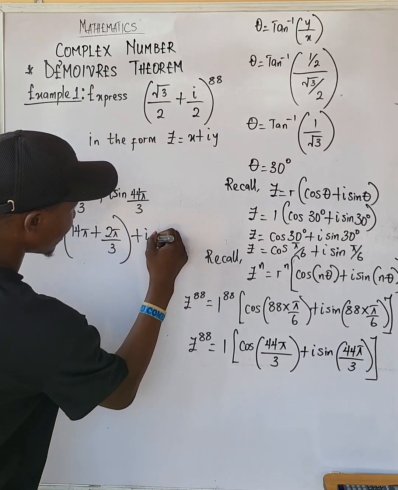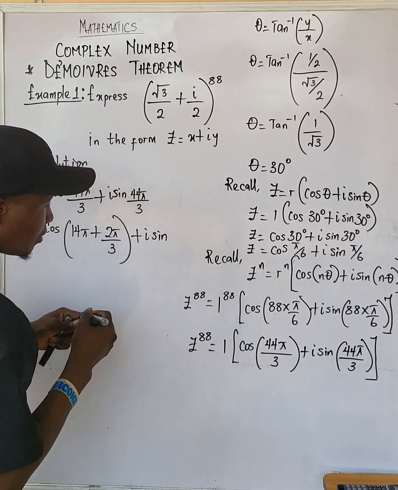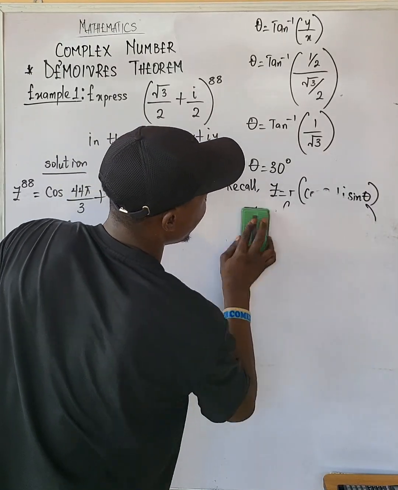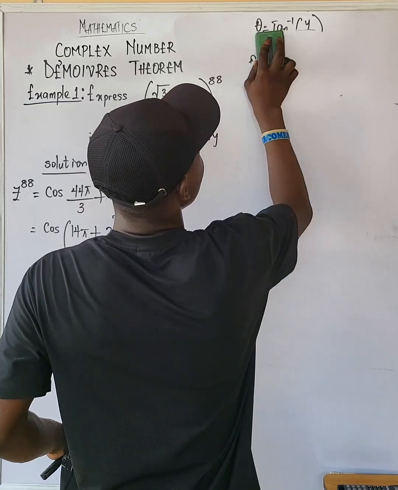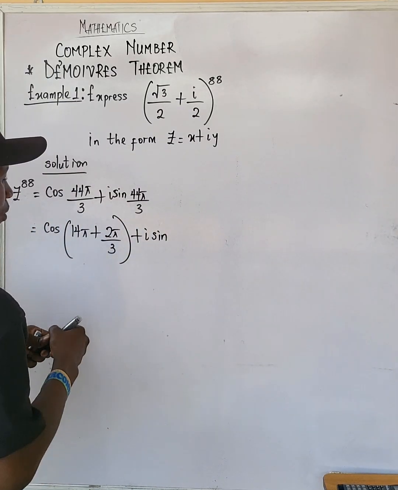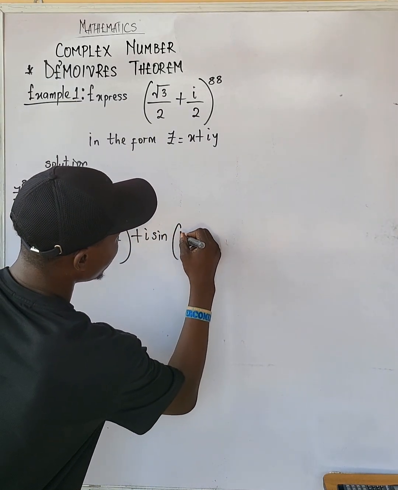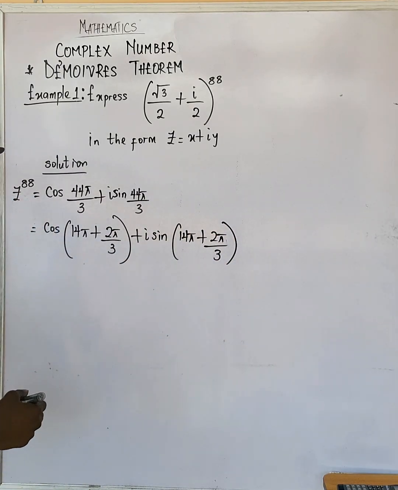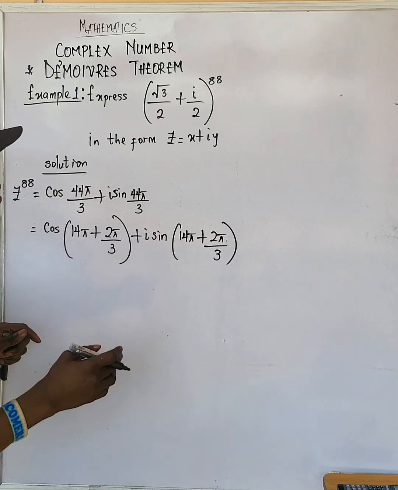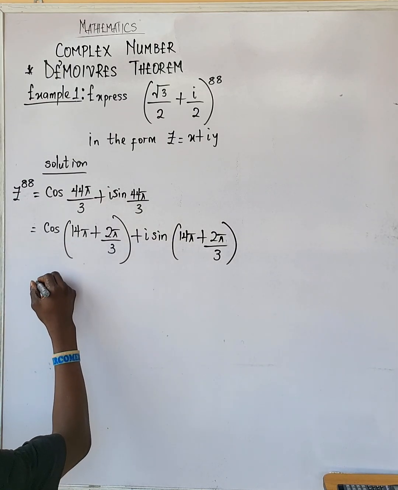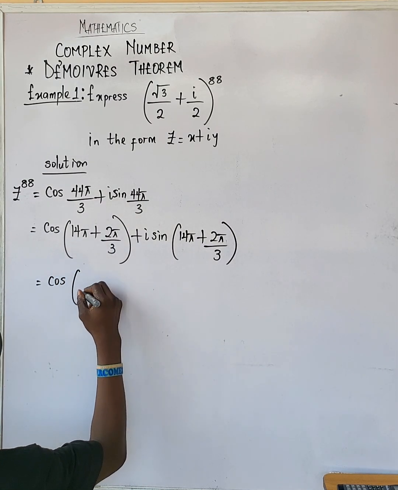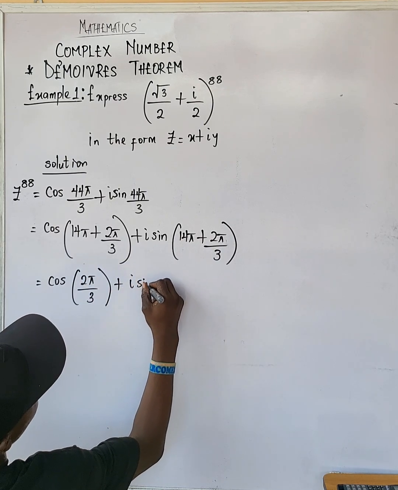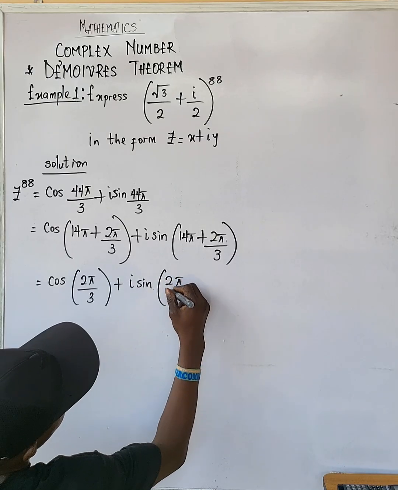So we have plus i sine. You do the same thing here. We'll do the same thing to the sine also. So what do we have? We'll have sine of 14 pi plus 2 pi over 3. Do you get? So now, what do you just do? Just neglect this 14 pi. It's not useful again. So we'll say cos, what are we left with? 2 pi over 3 plus i sine 2 pi over 3.